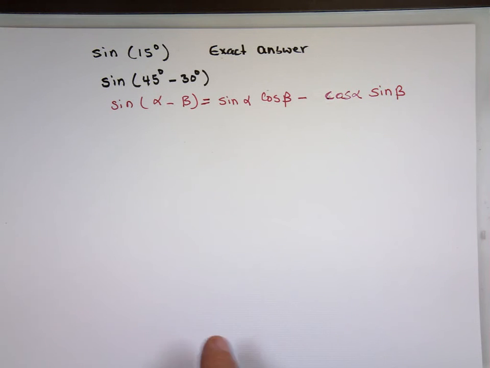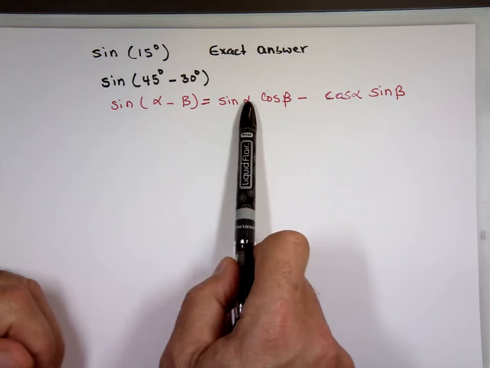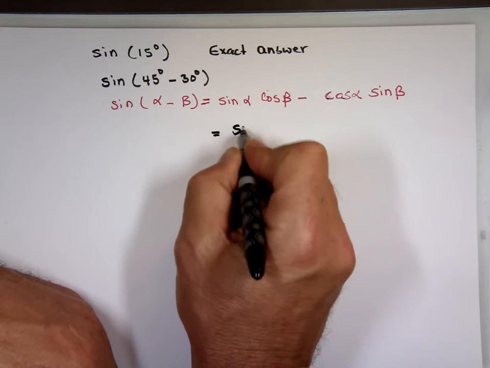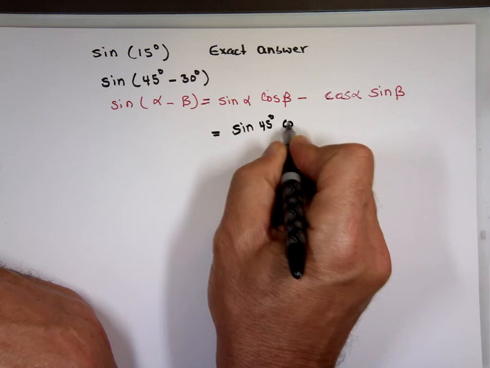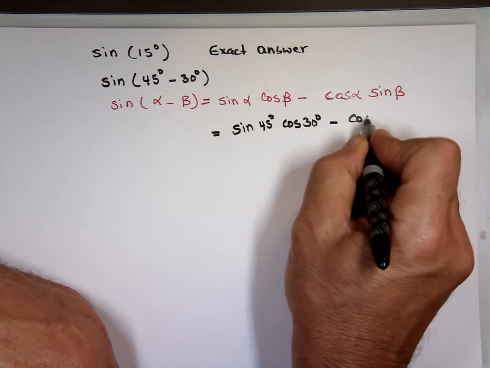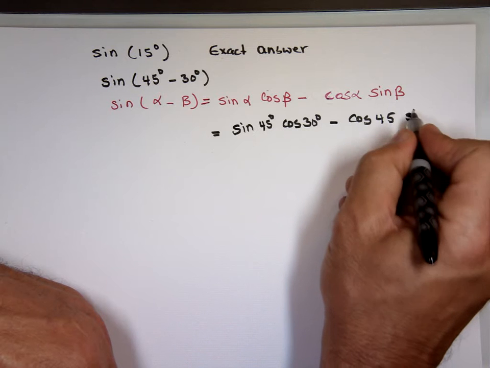What's my alpha, what's my beta here? 45 is alpha, and beta is 30. So this is going to be what? Sine the 45 degrees cosine 30 degrees minus the cosine of what? 45 sine of 30.